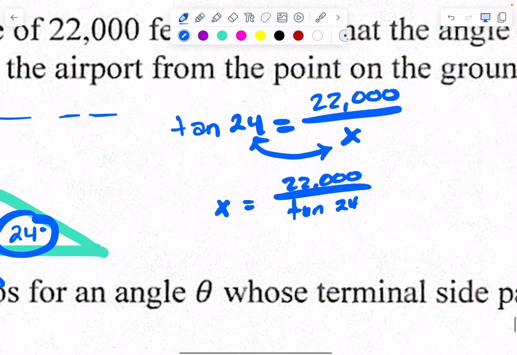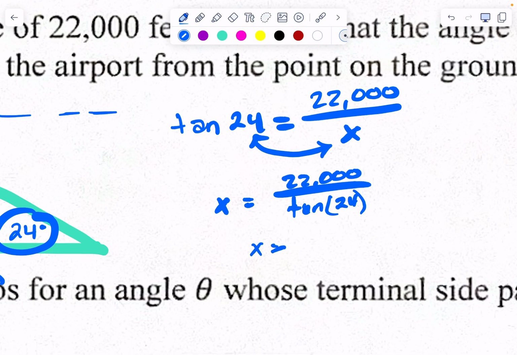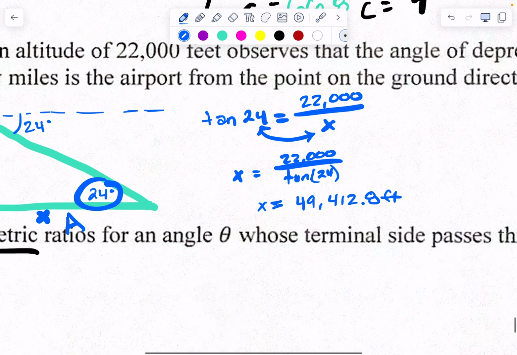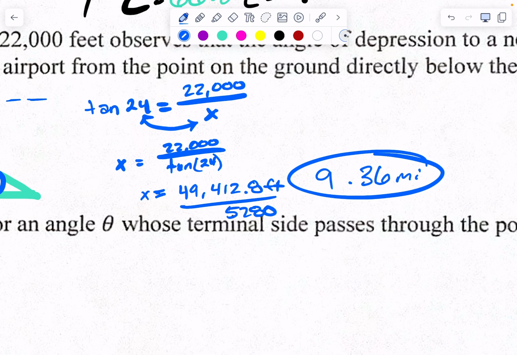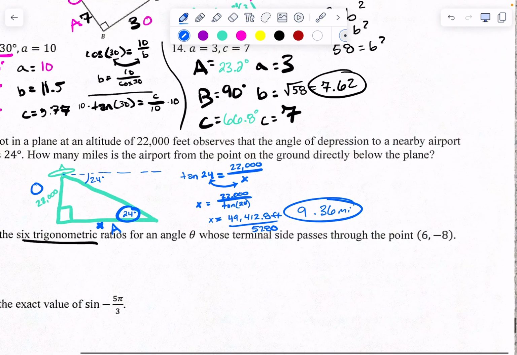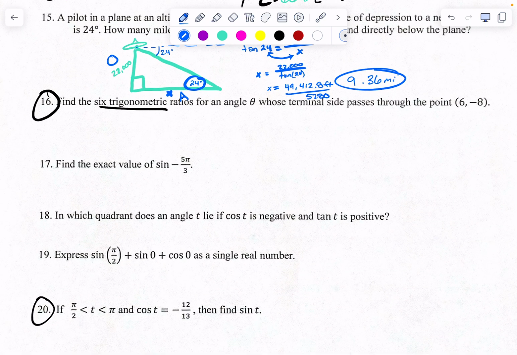22,000 feet divided by tangent 24. What's that? 49412.8 feet? But they want it in miles. So divide by 5280. And it's 9.36 miles. Yep. Beautiful. Are you absorbing? Is this making sense to you as we go? Okay. 9.36 miles. You are getting smarter as we speak.